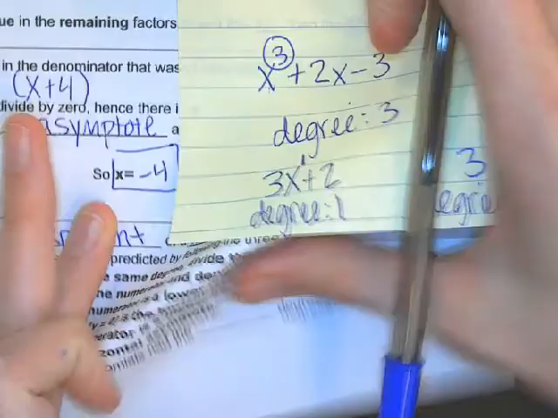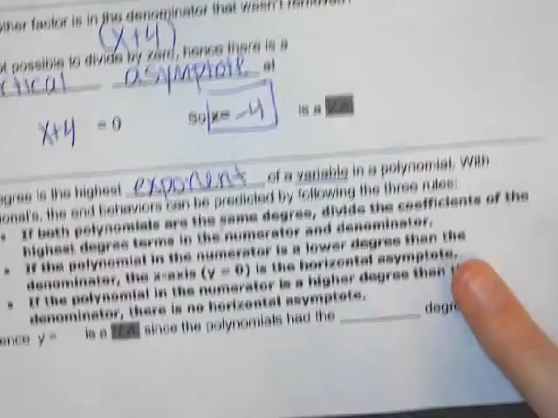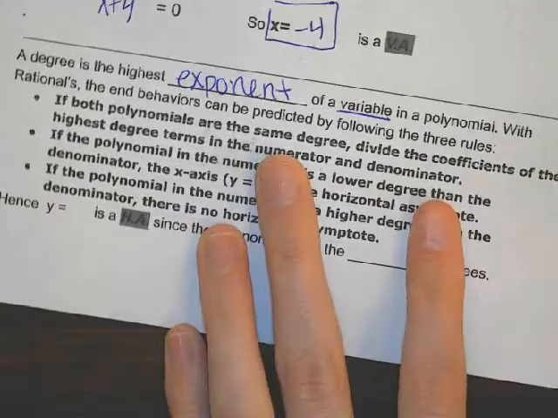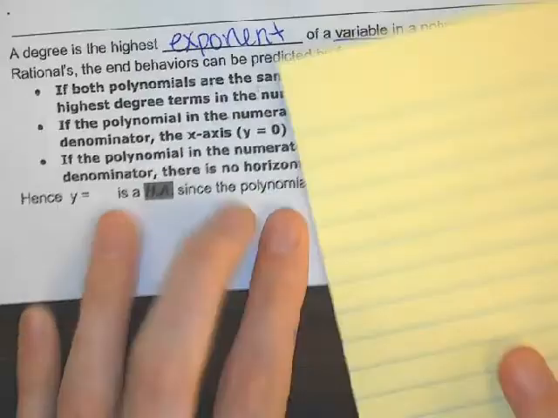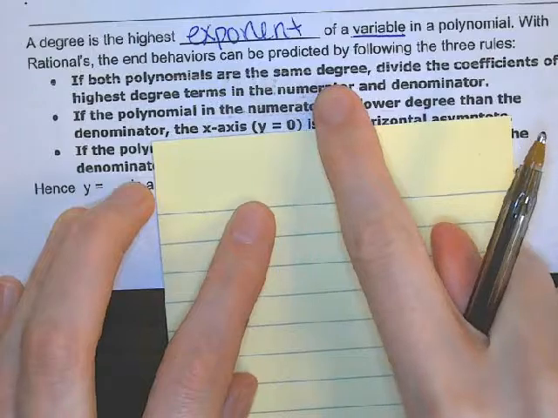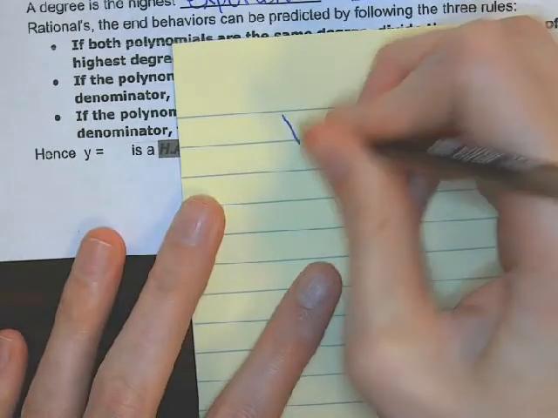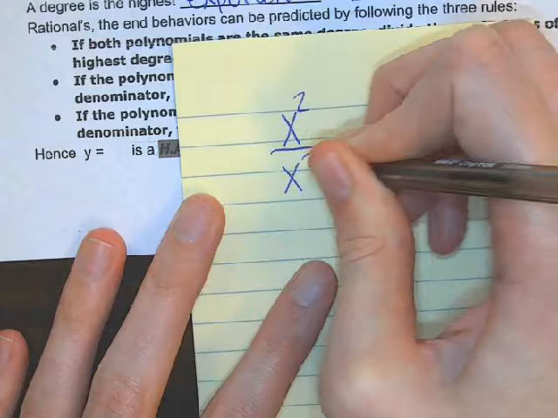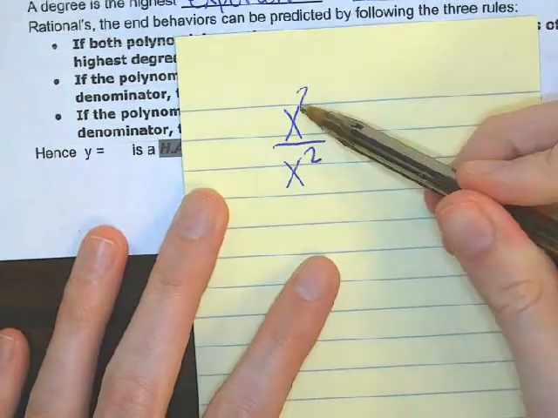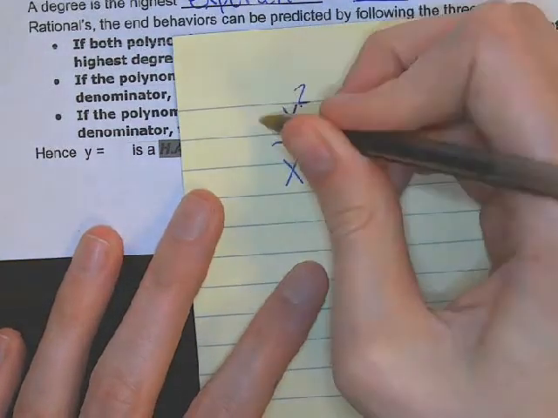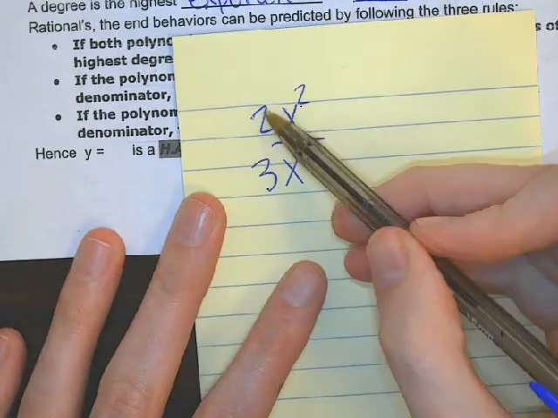So now that we know what a degree is, I'm going to teach you 3 different rules. And if you look in your calculator, basically what these mean is how the ends work. So the first rule is same degree, which you can read, but I'm going to summarize. Same degree means you'll have something like x squared over x squared, because the degrees would be the same. The exponents would be the same, the highest exponent. And it doesn't matter what number is in front. We call these numbers our coefficients.